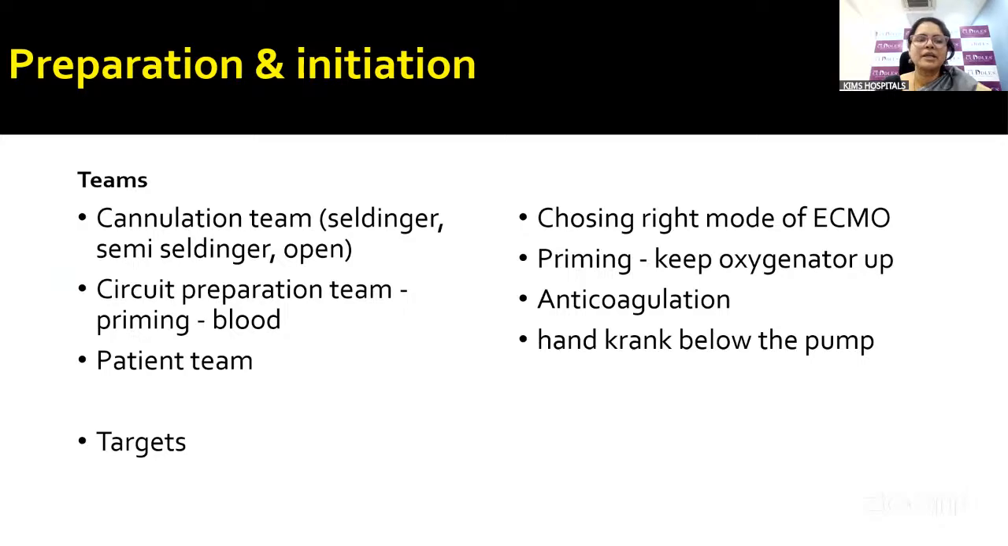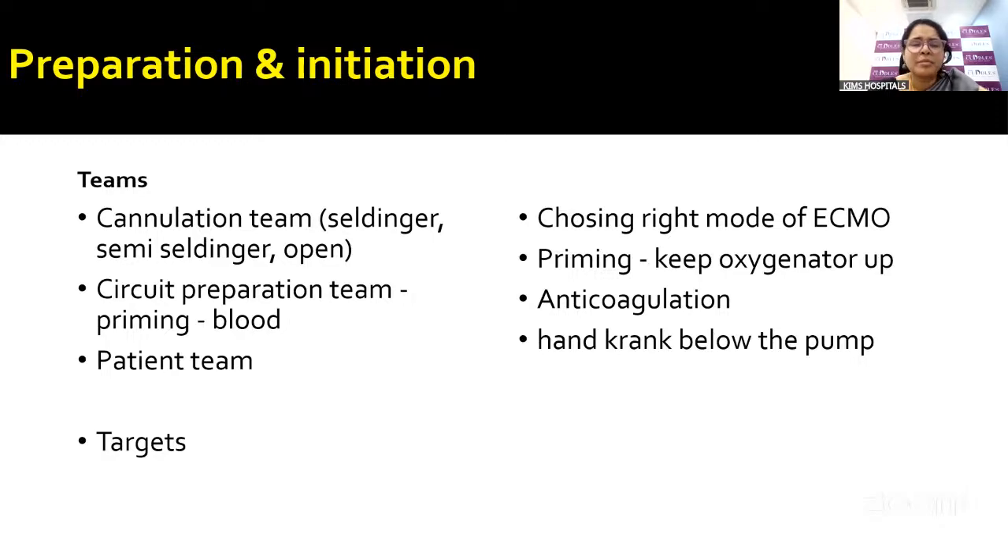One has to prepare and initiate ECMO first by setting up the team. Ideally, there should be 3 teams. One is the cannulation team, which would cannulate the baby either using a semi-Seldinger or Seldinger technique, or using a cut-down technique, which is open cannulation. Ultrasound-guided cannulation may be attempted in a bigger child. The second team will take care of the circuit preparation, including priming of the circuit. Note that blood is used for priming in neonatal ECMO.